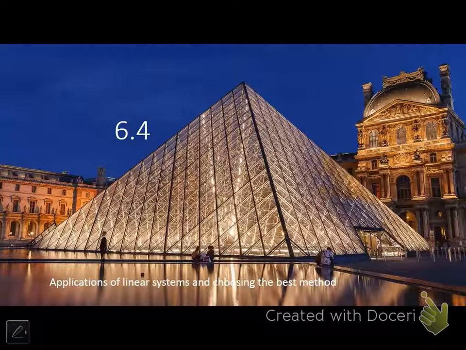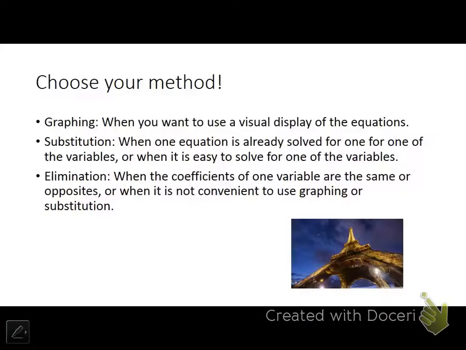Okay, for this lesson we're doing 6.4, choosing the best method, and also real life problems. So choose your method. Our three different methods that we've learned so far: graphing, so to see where they touch at; substitution, putting one thing into another where either x or y is by itself already; or elimination, putting them on top of each other, eliminating either x or y.